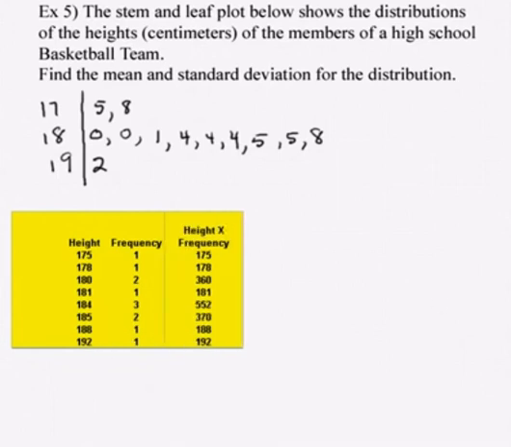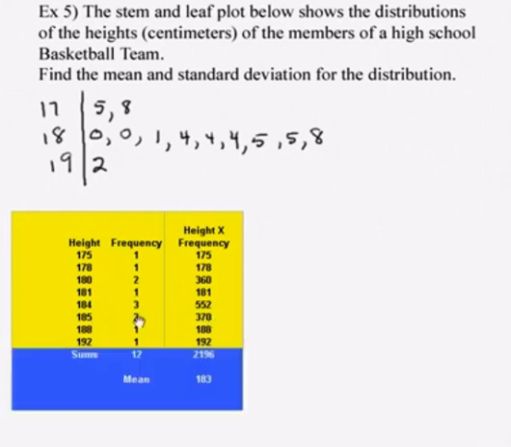This is going to be slightly different from the previous example, because what we're going to do now is take these heights times the frequencies. Because if we wrote 180 twice, we would have to add them together. We're just doing the multiplication. 1 times anything's not going to change it. 2 times 180 is 360. 3 times 184 is 552. 2 times 185 is 370.